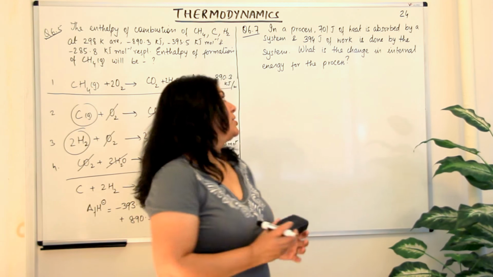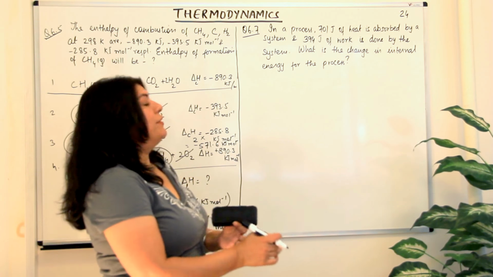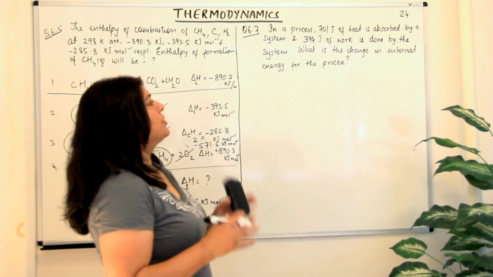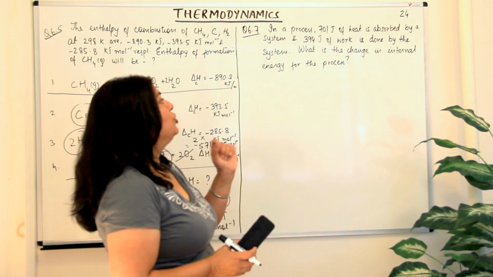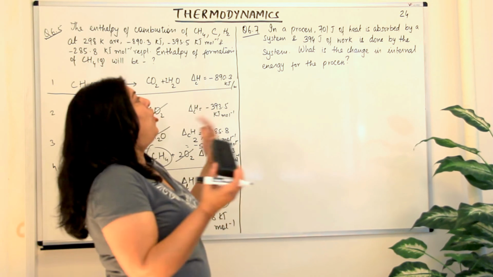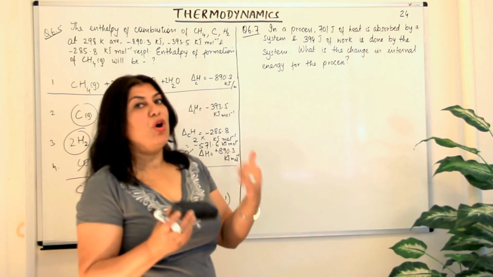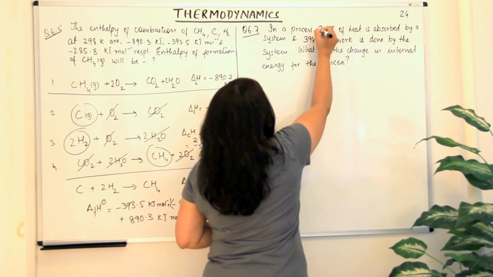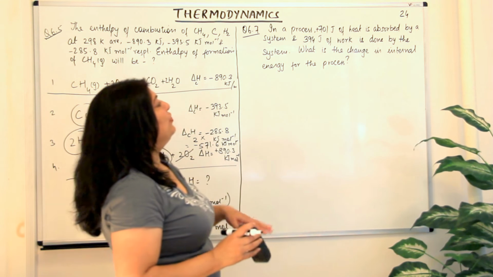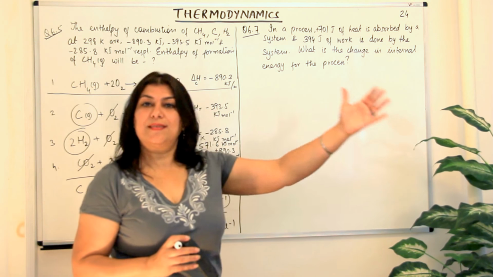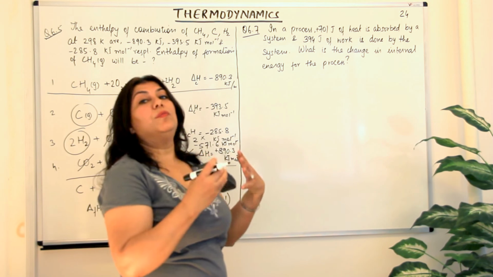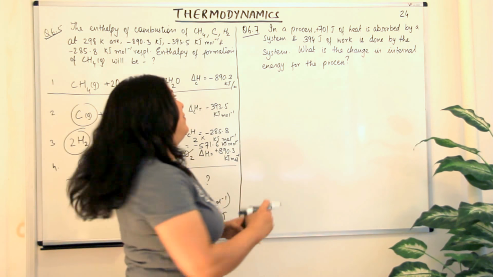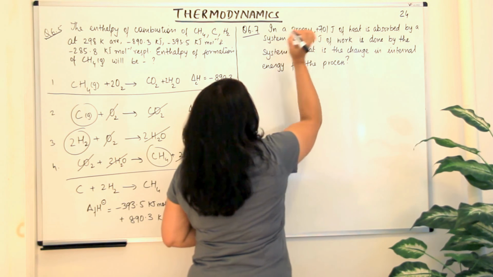Let us now come to the next question. Question 6.7 of your NCERT textbook exercise. What is the question? In a process, 701 joules of heat is absorbed by a system. If it is absorbed by the system, it means the sign of the heat should be positive, right? And 394 joules of work is done by the system. By the system means the amount of energy which is being used for work is being lost. Therefore, you will have a negative sign.